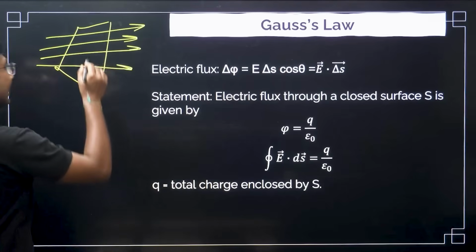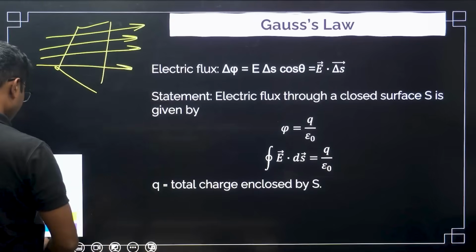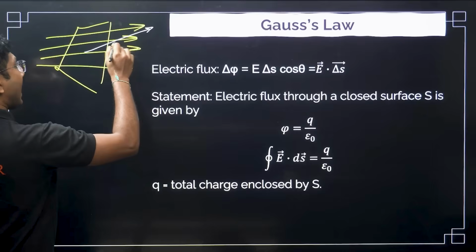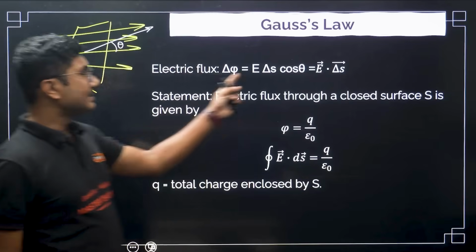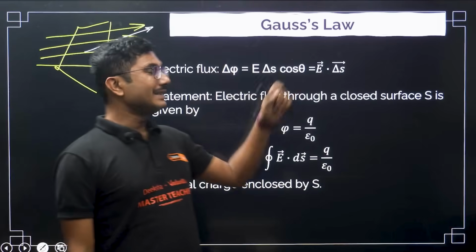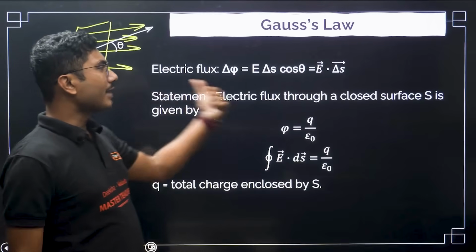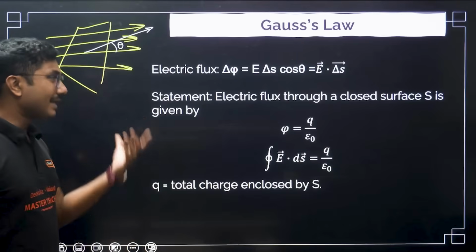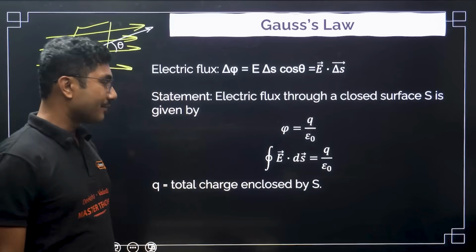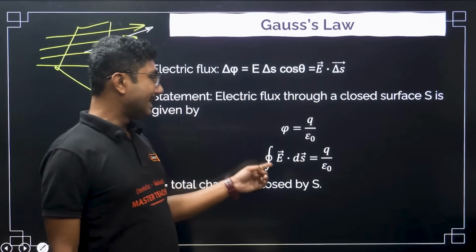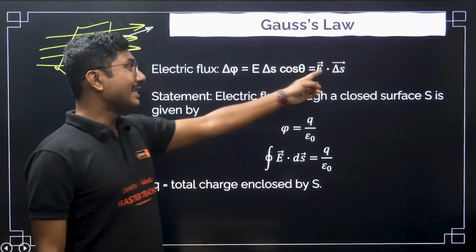Suppose the area vector is in some direction, and the angle between the area vector and the electric field vector is theta. Then this is the formula for electric flux, and it is E dot dS or E dot delta S. The statement of electric flux through a closed surface S is the statement of Gauss's law. It says that phi equals Q by epsilon naught. So phi is electric flux. What is the formula for electric flux? Electric flux is E dot dS.